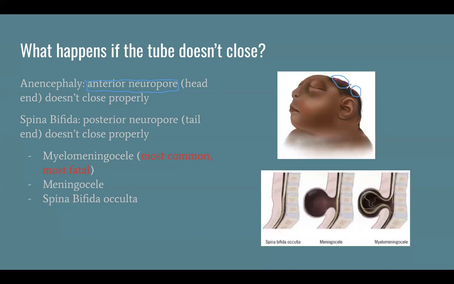Basically, what you need to know for this is that anencephaly is when your head end, your anterior neuropore, does not close properly. What this results in is your brain being exposed and your skull and your brain not forming properly. This will result in intellectual disabilities, often high mortality risks, fatality risks, and is often not compatible with life.